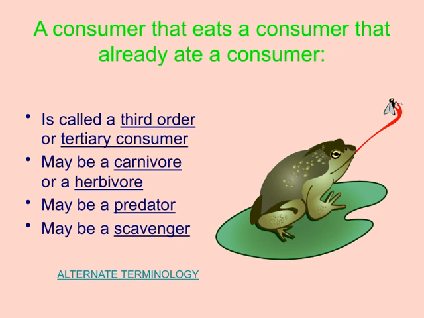These tertiary consumers can be either carnivores, meaning they eat meat, or herbivores, which eat plants. They might also be predators, actively hunting their prey, or scavengers, feeding on carcasses left behind by others. It's important to understand that these terms help us map out the complexity of food webs, showing how energy flows through different levels of an ecosystem. Recognizing tertiary consumers gives us a clearer picture of how interconnected and dynamic food chains truly are.